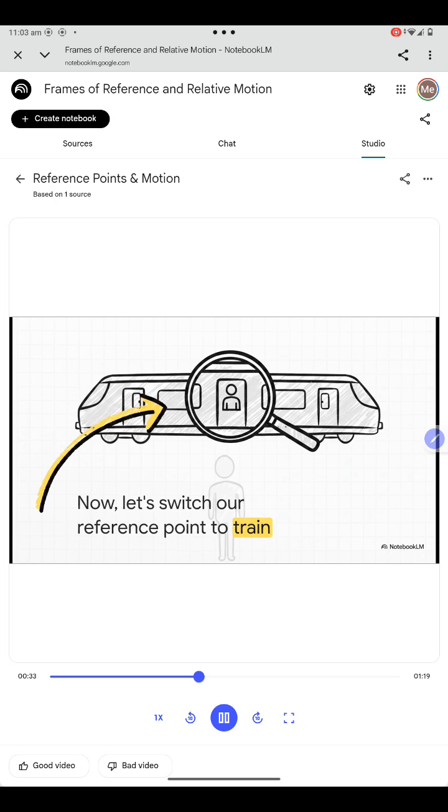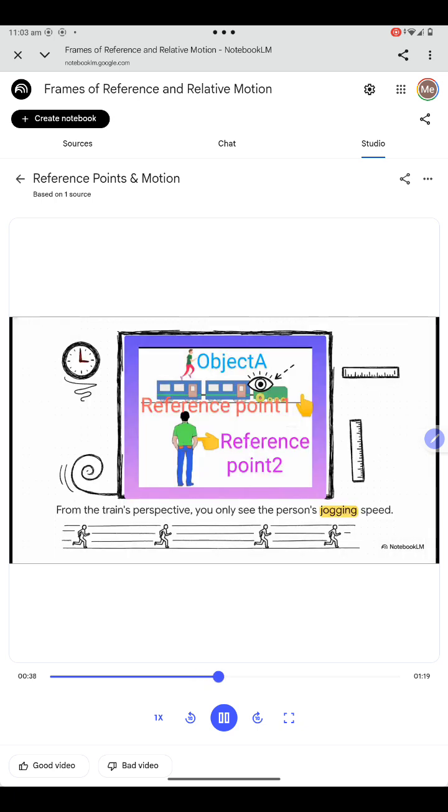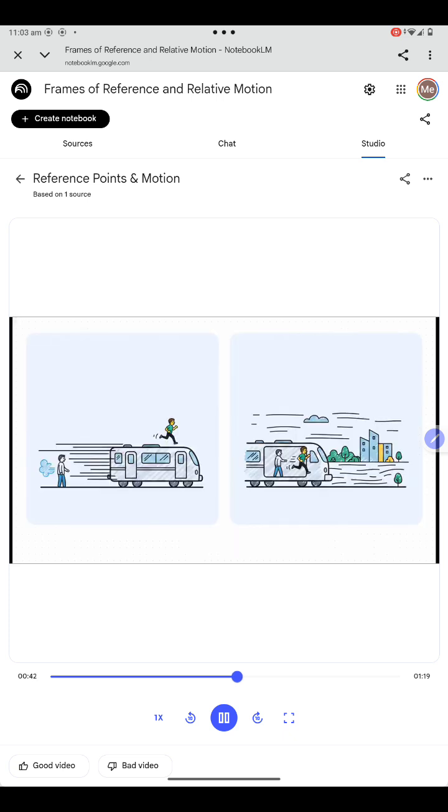But what if we change our reference point? Now imagine you're standing on the train next to them. From this view, it's totally different. They're just moving at a normal jogging pace, right? So which speed is correct? Here's the cool part. They both are. It all depends on your reference point.